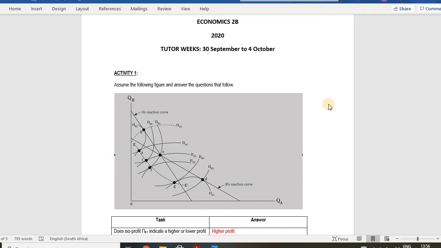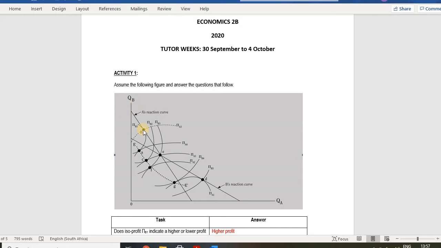So activity 1 says, assume the following figure and answer the questions that follow. In this diagram, you're given two firms, firm A and B, for quantity A and B. And then this line shows A's reaction when B does something. Okay, so these are the isoprofits, because this symbolizes profit.